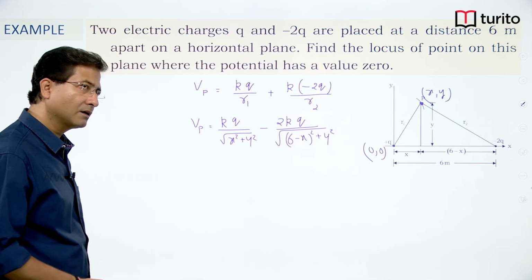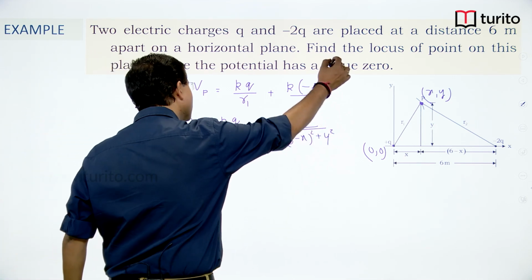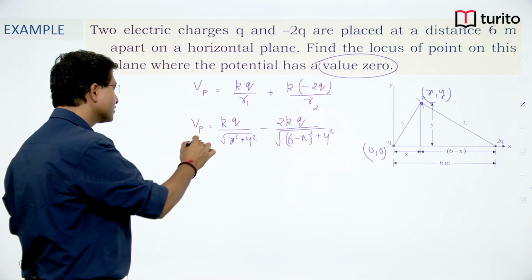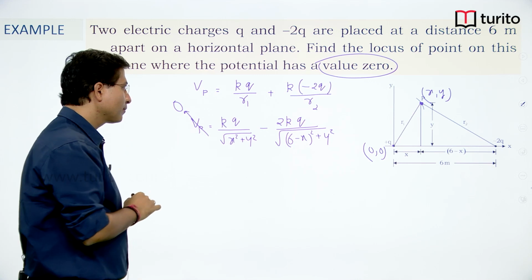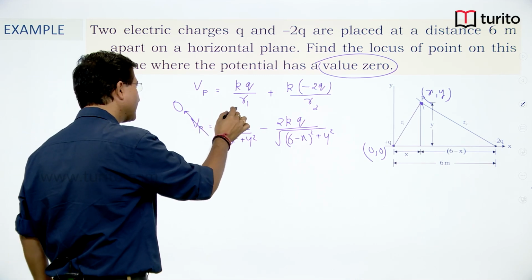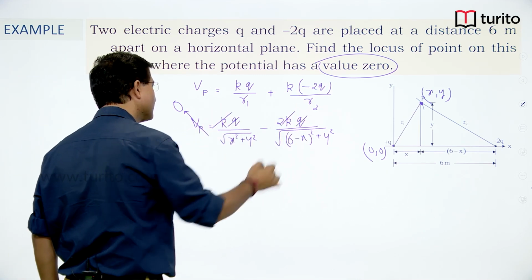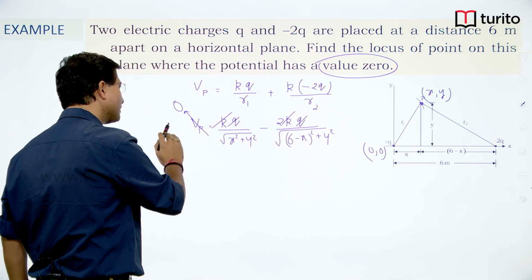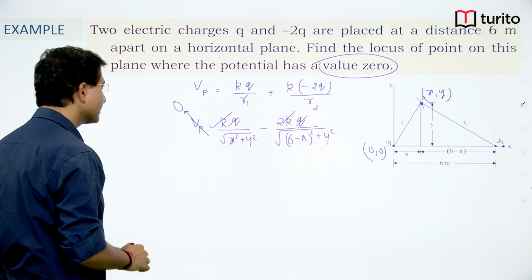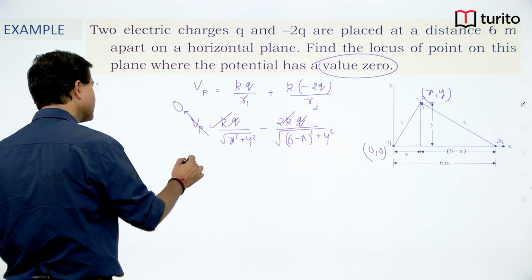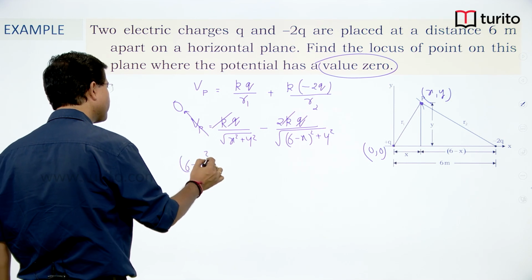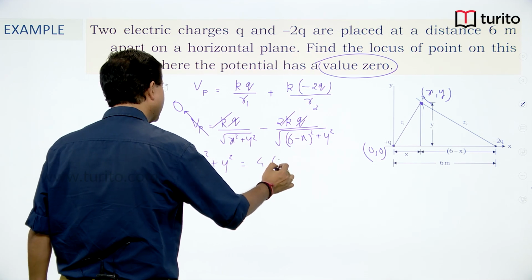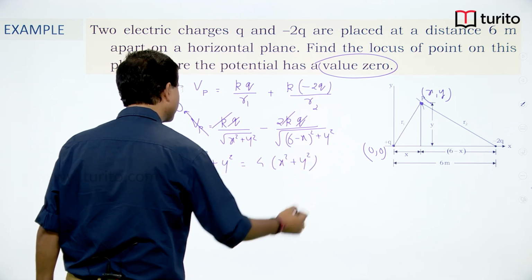Now, we can simplify this one. The requirement is that we want the potential to be 0. So, I will substitute 0 here. This k and q will get cancelled out, right. And you can see if I take this term to the other side, square and add, that I am directly writing. Then I will get 6 minus x whole square plus y square is equal to 4 times x square plus y square.